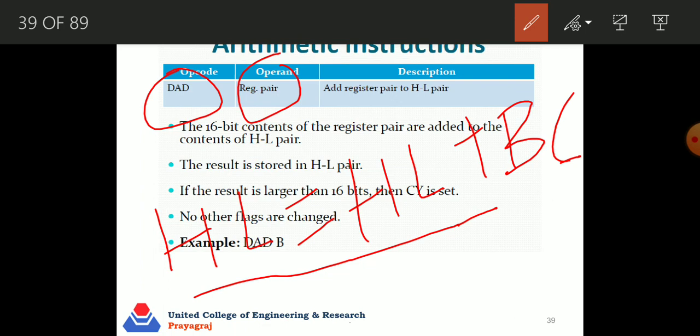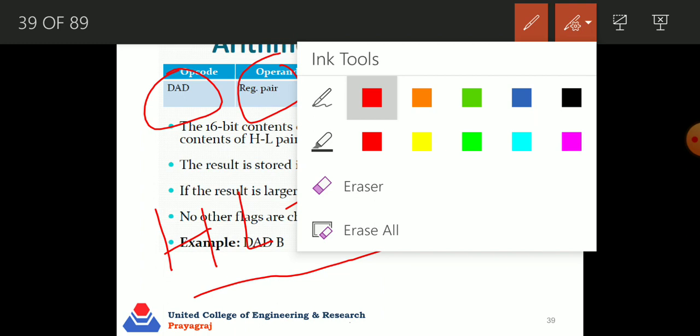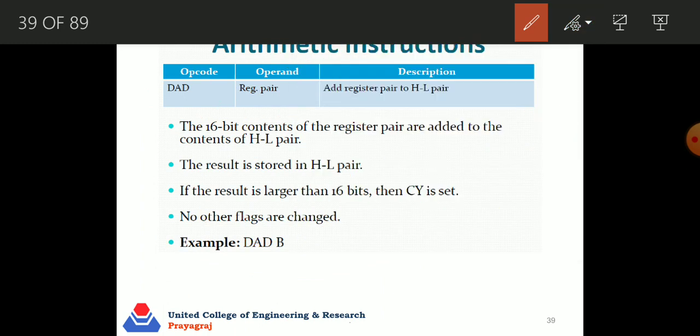And one more thing, no flags are changed. Very, very important.